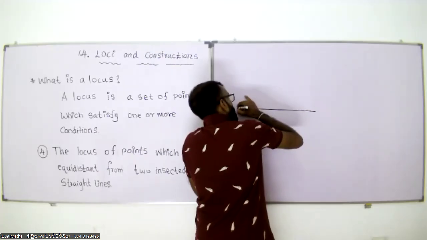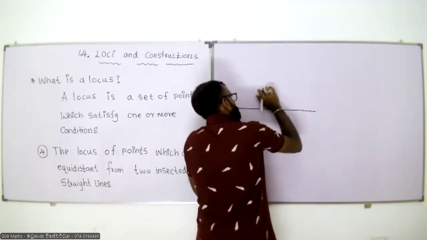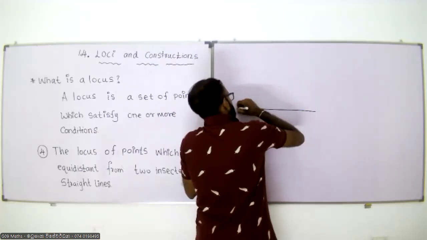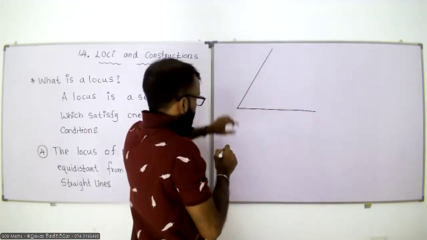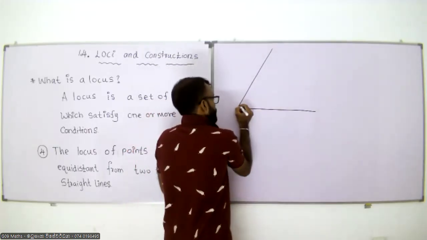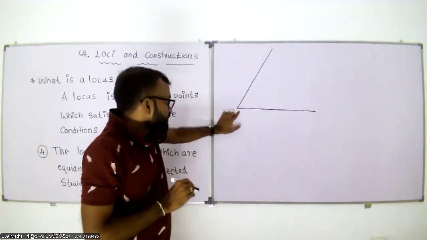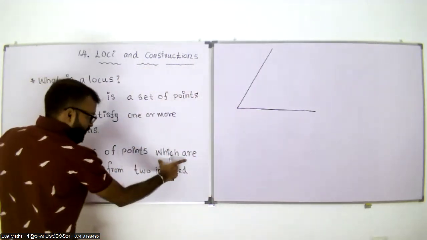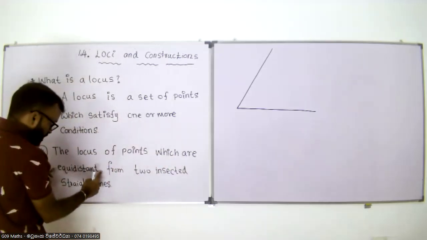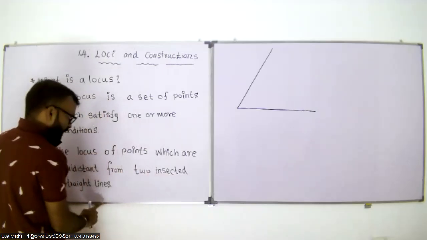The first one, and this is the second one. Now in between these you have the angle, and this is the intersection point. The locus of points which are equidistant, this is the condition, from two intersecting lines.